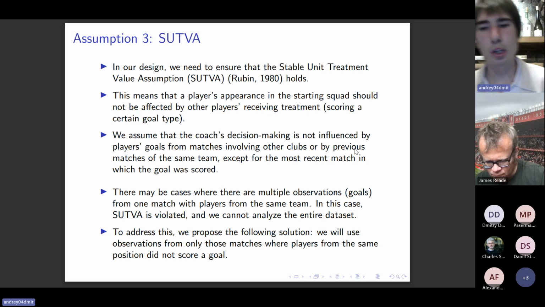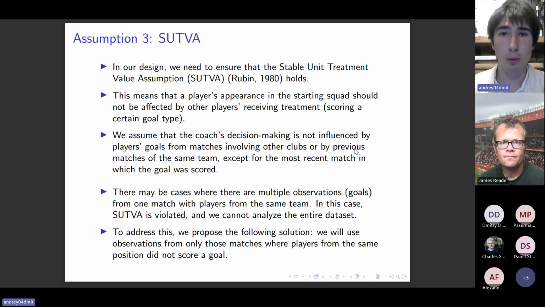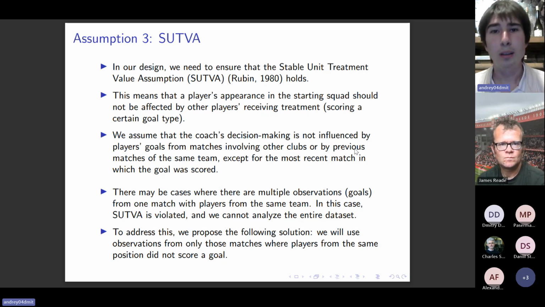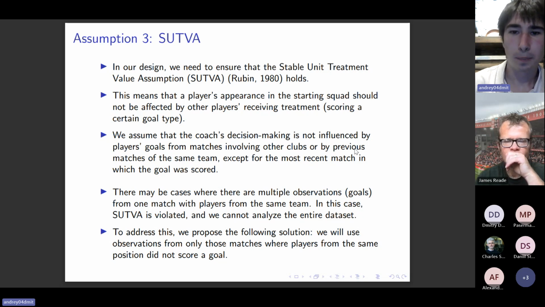We will use observations from only those matches where players from the same position didn't score a goal. So, for example, we can consider a match where there was a goal by a defender, by a midfielder, and by a forward. And, in our case, we will consider this match. But a match with two goals by midfielders, we won't consider this match.